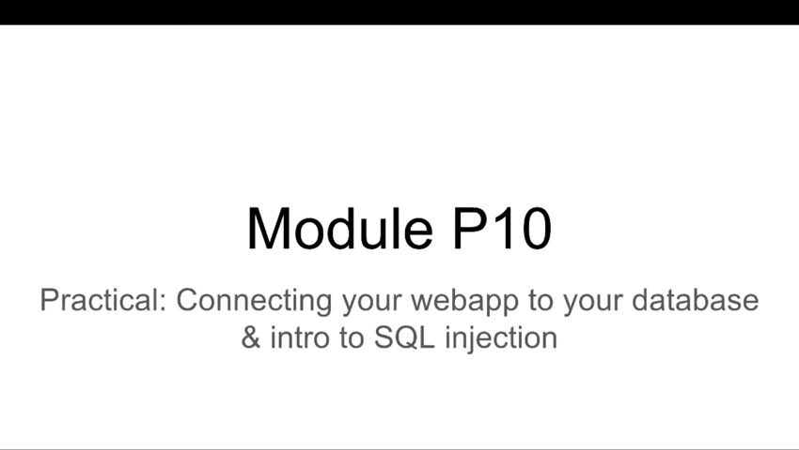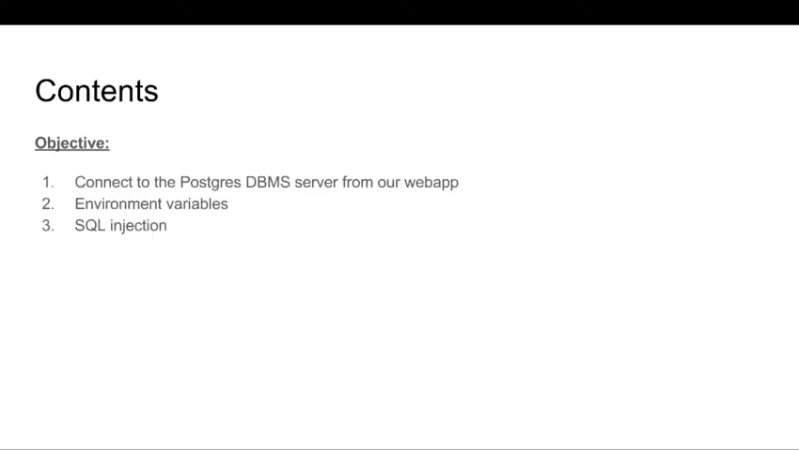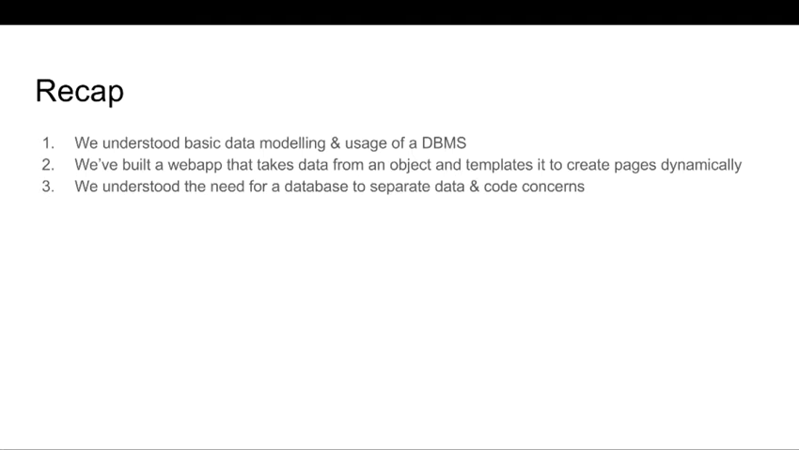In this module, we'll be looking at how we can connect our web app to the database, and we'll also be doing a small introduction to SQL injection. So far we've understood how to do basic data modeling and how to use a DBMS. We've also built a web app that takes data from an object inside the source code of the web app and uses the data inside that object to create templates so that it can render pages dynamically.